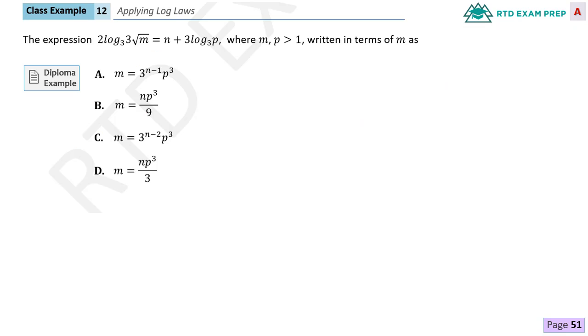Let's get to the fun stuff. Class example 12. Here we're given an equation and we're asked to rewrite it in order to isolate m. Now I encourage you to pause this and give this a try on your own first. This is a challenging question, and if it weren't a multiple choice example, it would be really tough to know when to stop. However, because we have some options, you might be able to figure this out on your own.